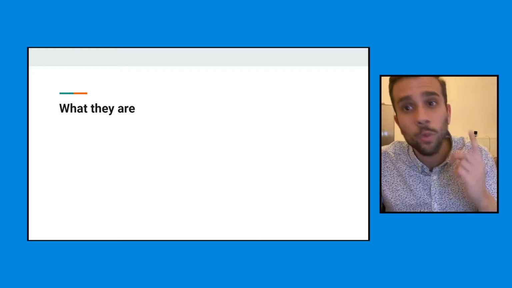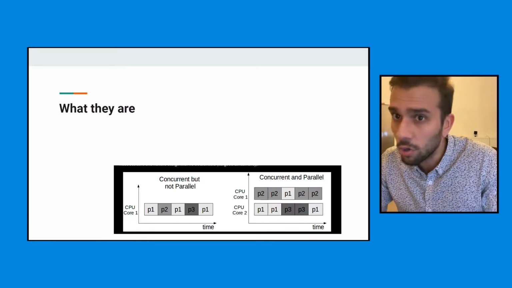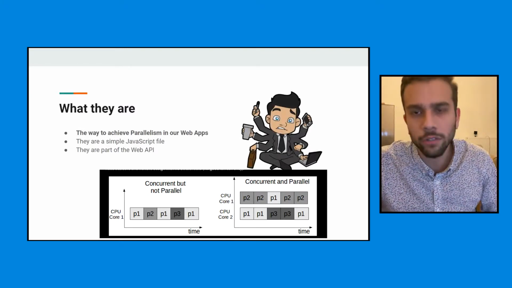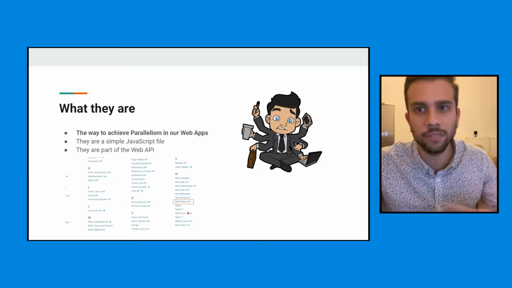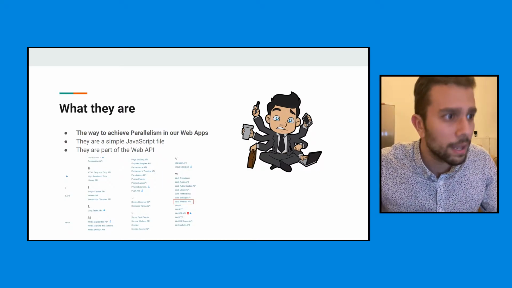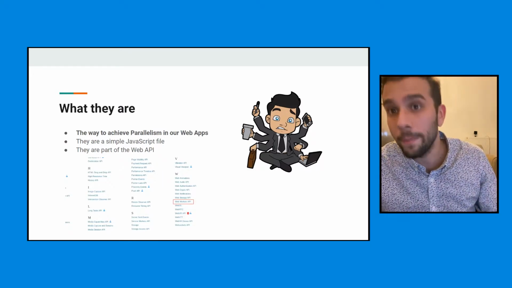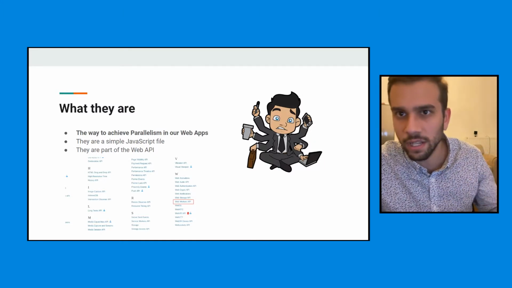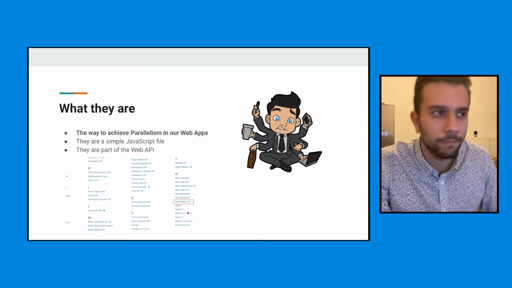Basically, they are the only way you can achieve parallelism in JavaScript. They are basically just a simple JavaScript file. You can also use TypeScript if you want and then transpile it using Webpack. And they are part of the web API, therefore you can start using them from scratch without having to install any third party or any library.